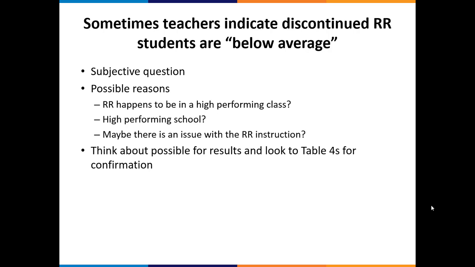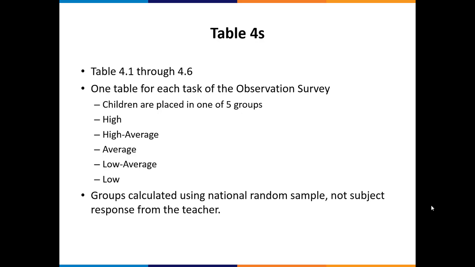I think the first step is to think about the possible results that you're seeing in table 6.1, and then come over and look at the table 4s for a comparison and maybe some confirmation or contradiction, or to give you some more information that you can use. The reason why you can use the table 4s, specifically tables 4.1 through 4.6 in your site report, with one table for each task of the observation survey, is that the results in the table 4s are computed using our random sample data. So they're not based off of a subjective question. They're based off of empirical data, empirical evidence.